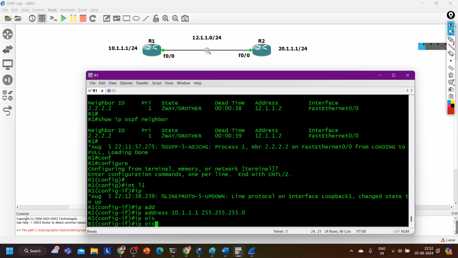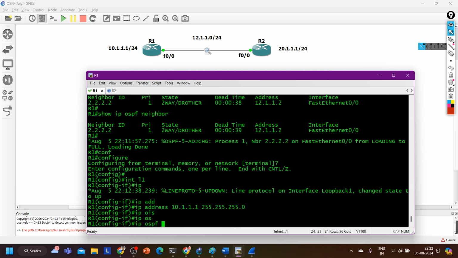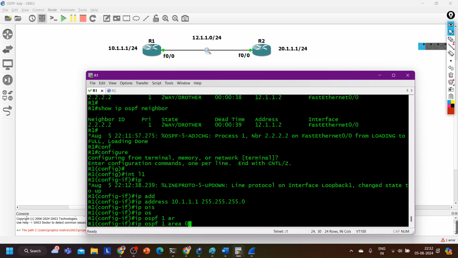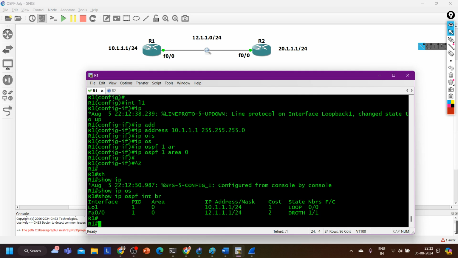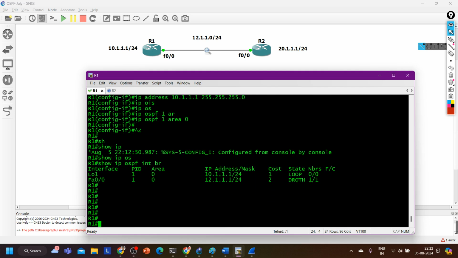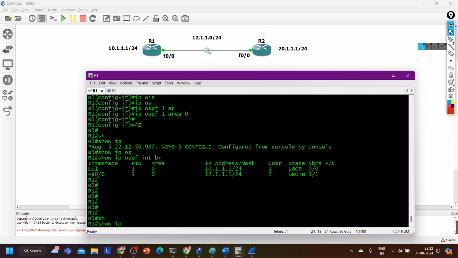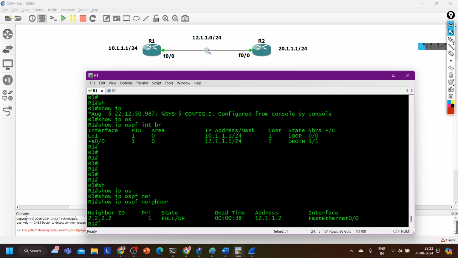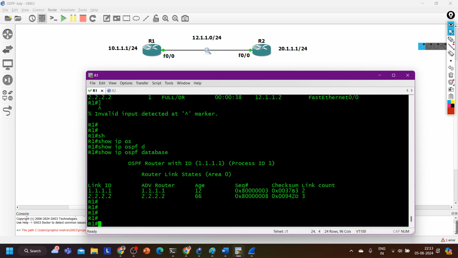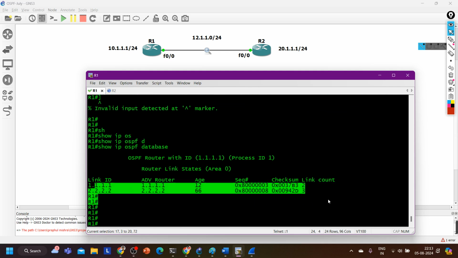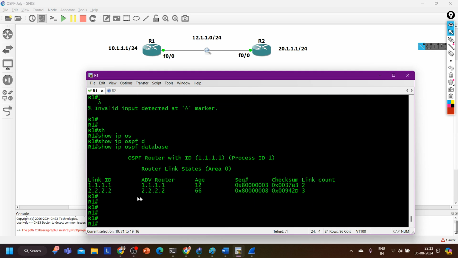255.255.255.0 and say ip ospf 1 area 0. Now show ip ospf interface brief, you can see OSPF is enabled on both interfaces, and show ip ospf neighbor, we have neighborship. Show ip ospf database, right? Both routers are there in the database.